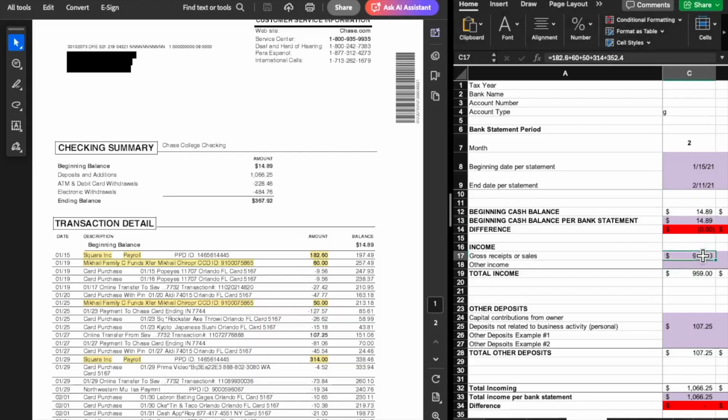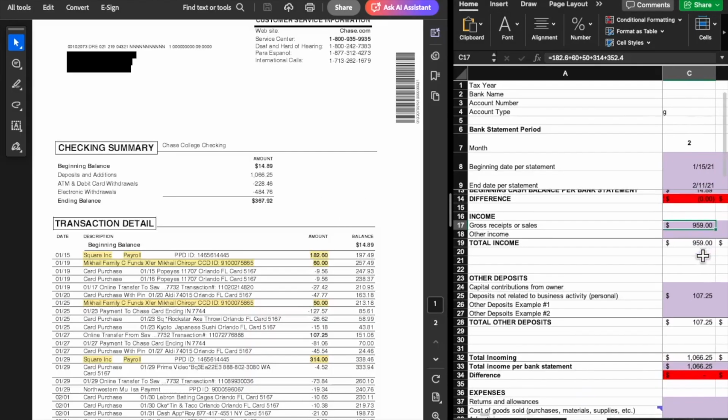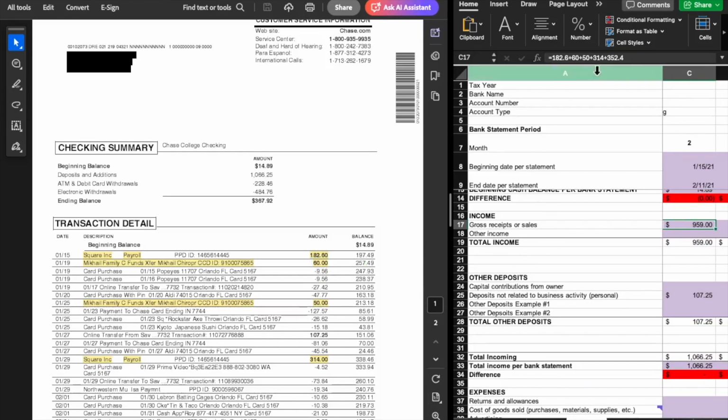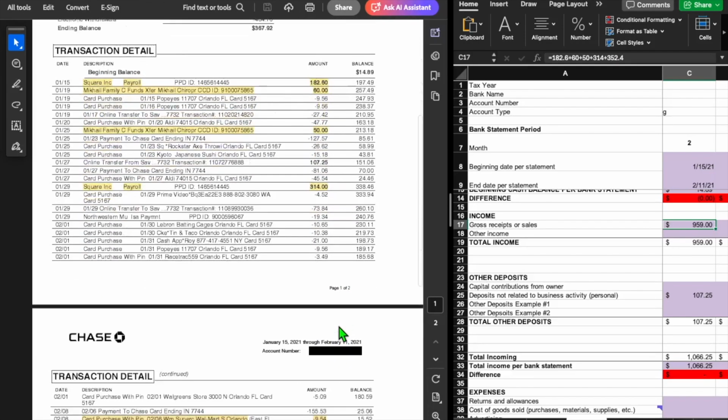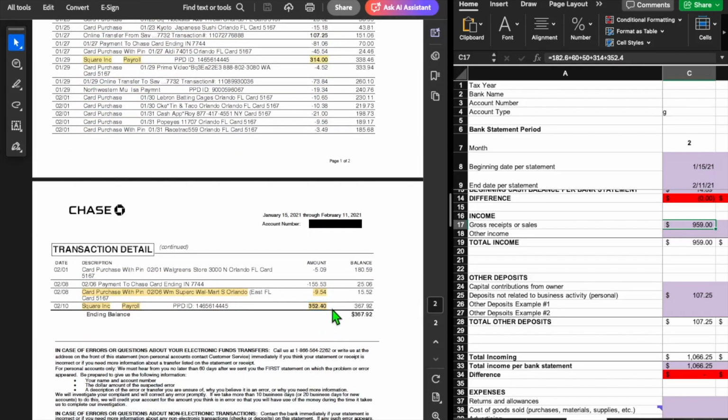Now moving on to the next part, our business income. There's 959, so that's going to be the sum of all these numbers, which you will see in our statement. So it's the sum of this 182, the 60, the 50, 314, and 352.